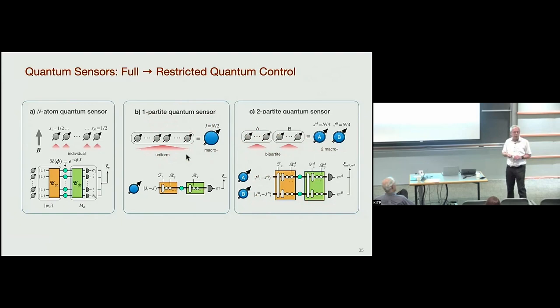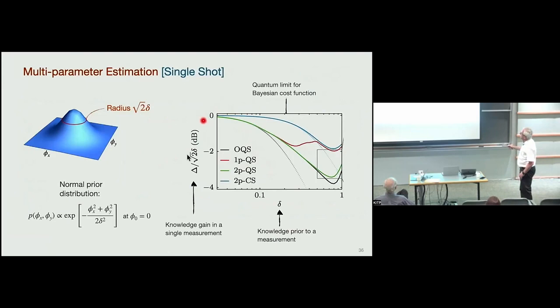And again, this is kind of the story, this is our maximizing the effect of the measurements, maximum information gain as a function of this prior width. You can see the curves look very similar. And you can see now the performance of different sensors over here. The more control you add, the closer you go to the optimal sensor.